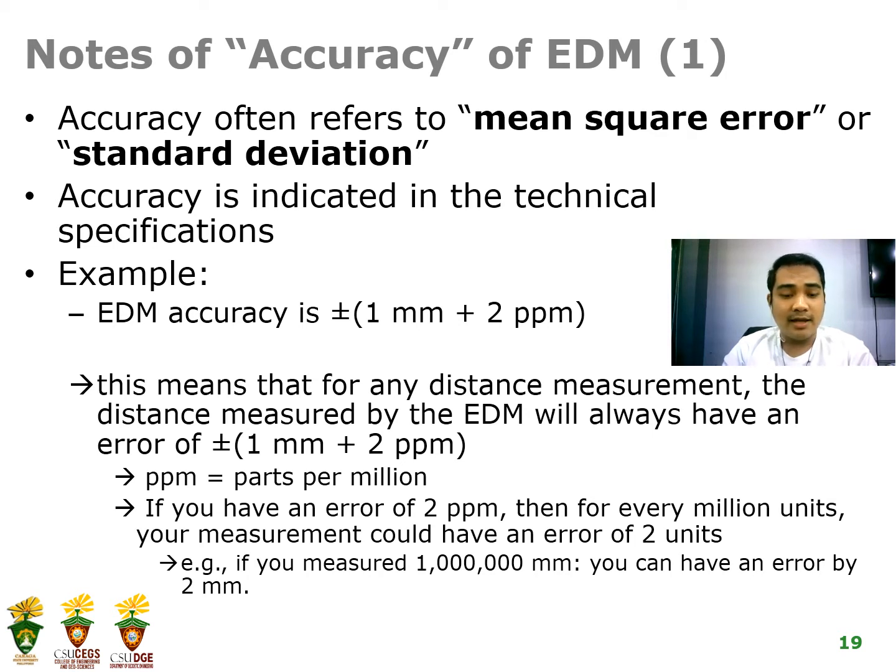For example, ang iyang error is 1 millimeter plus 2 ppm. So, therefore, 2 parts per million man siya. So, ang iyang measurement is 1 million millimeters. So, in every 1 million millimeters, naa kay error nga 2 millimeters. I-add lang na nimo sa 1 millimeter. Therefore, naa kay error nga positive negative 3 millimeters.